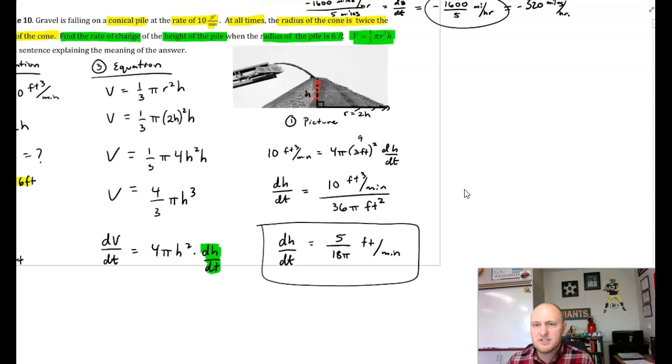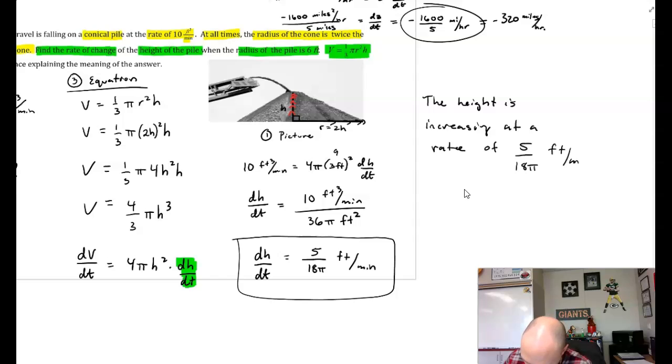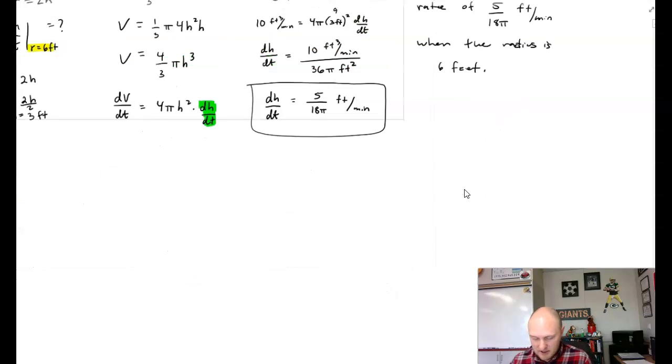Now, they did ask, what does this mean in terms of context? Answer this in terms of context. Well, this means that the height is increasing at a rate of 5/18 pi feet per minute when the radius is 6 feet. That was the moment that we looked at. Okay, and there's what it means in context.